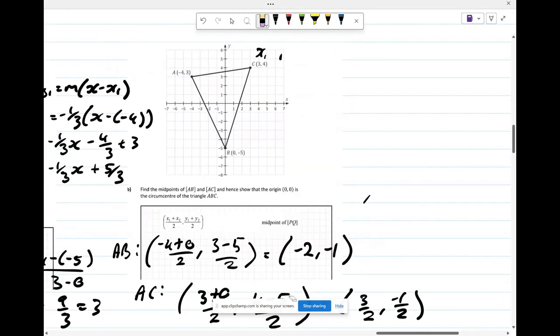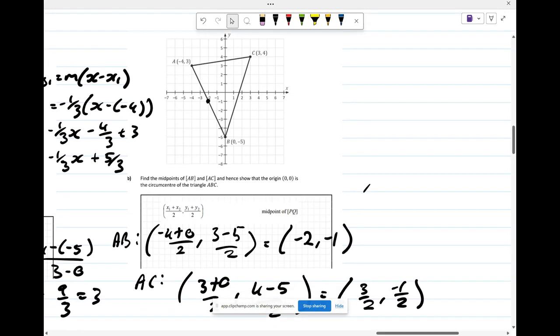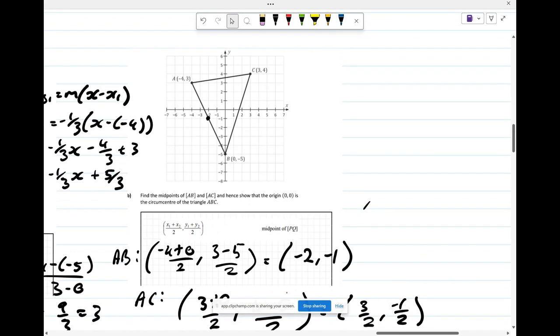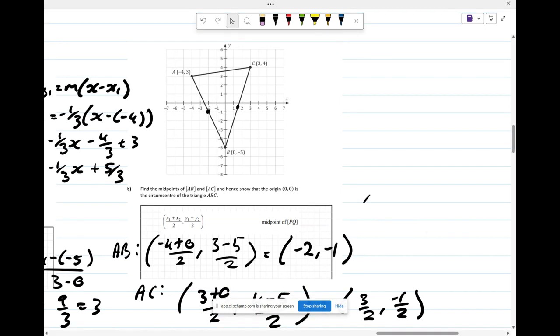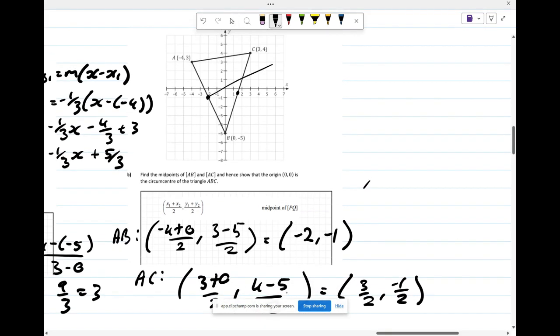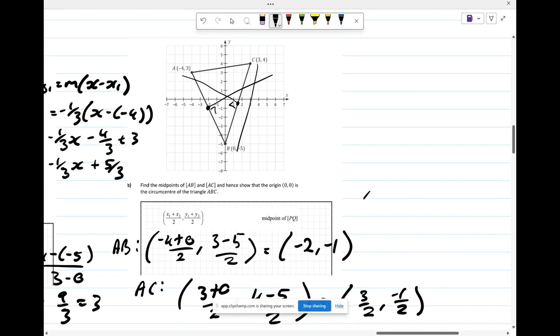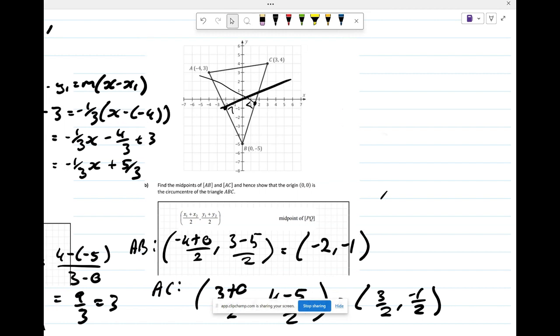But let's do that. So we found the midpoint of AB. That was minus 2, minus 1, so that's the midpoint there. And the midpoint of AC is going to be somewhere here, 3 over 2 and minus a half. So now we're going to send lines like this at 90 degrees. How we're going to do that: we get the slope from AB and go perpendicular, and then get the slope from AC and go perpendicular. Make two equations. We're doing a slope and a line. Slope and a point gives you a line.